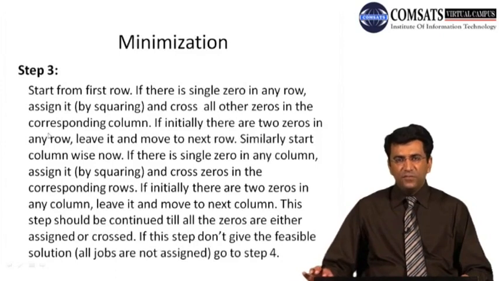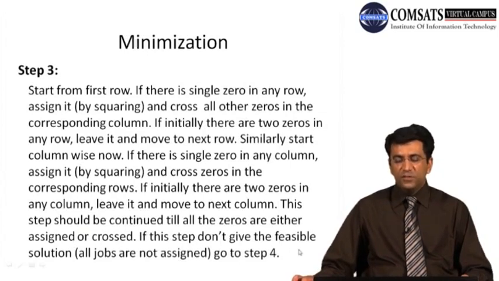Similarly, after checking all of the rows, we will move towards the columns. Again, we will start from the first column and see whether there is a single zero in this particular column. If there is a single zero, we will assign it, and we will cross out all the other zeros in the respective rows. If there are two or more zeros in a particular column, we will initially leave it. This process will be repeated again and again until you have crossed out or assigned all the zeros. So this step should be continued till all the zeros are either assigned or crossed.